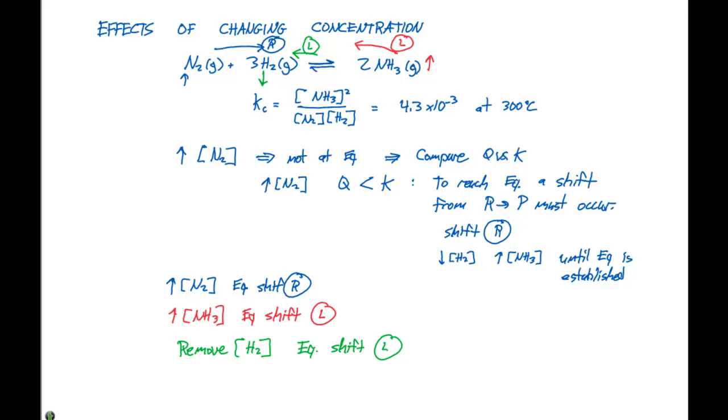Another thing that we could do is remove NH3, or decrease the concentration of NH3. When we drop this concentration, the equilibrium is going to shift over to the right. So if we remove some of our NH3, our equilibrium will shift over to the right. This illustrates a variety of different ways we can manipulate the concentration and what then will happen to a particular equilibrium expression.